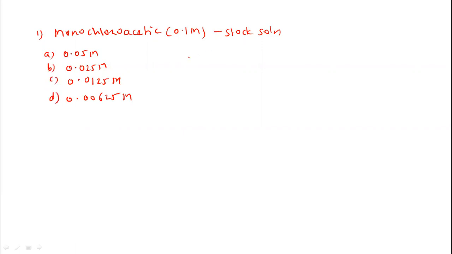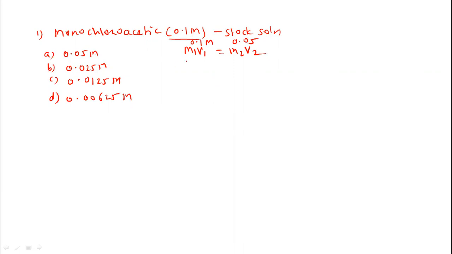Simply by using the formula M1V1 equal to M2V2, we can prepare these solutions. So how much volume of monochloroacetic acid is required? On this side, we have to write 0.1 molar monochloroacetic acid, and on this side, the solution which is to be prepared, 0.05 molar.